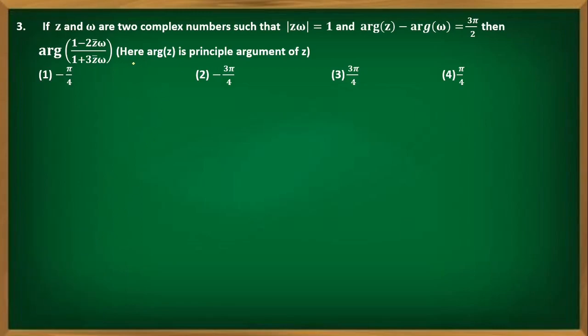So now you see the third question is: Z and W are two complex numbers such that modulus of ZW is equal to 1. And argument of Z, what is given? Argument of Z minus argument of W is equal to 3 pi by 2. Okay. And we need to find the argument of this complex number. The argument of this complex number we have to find out.